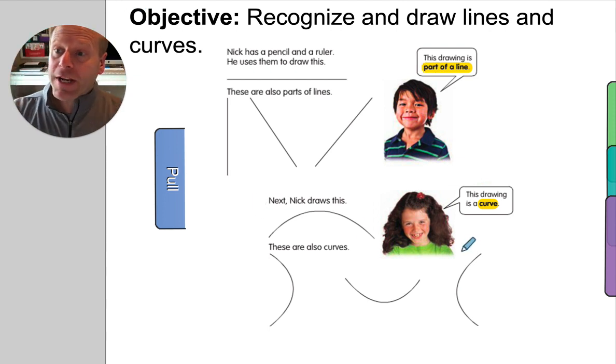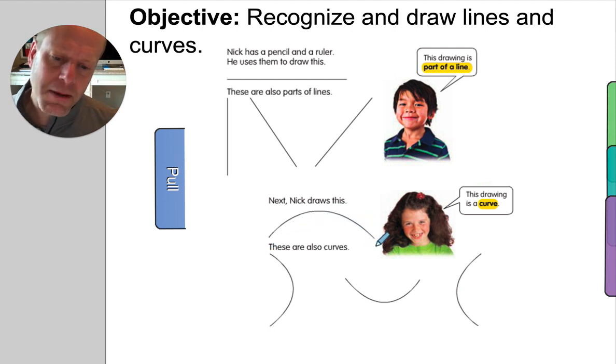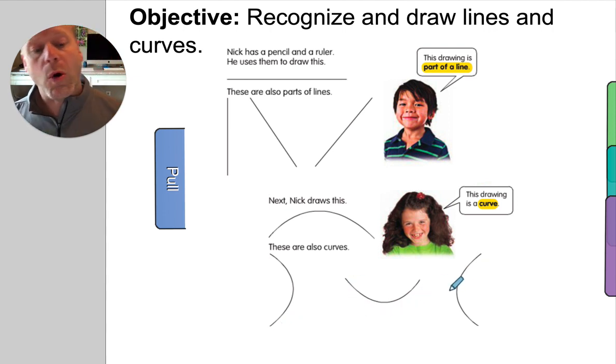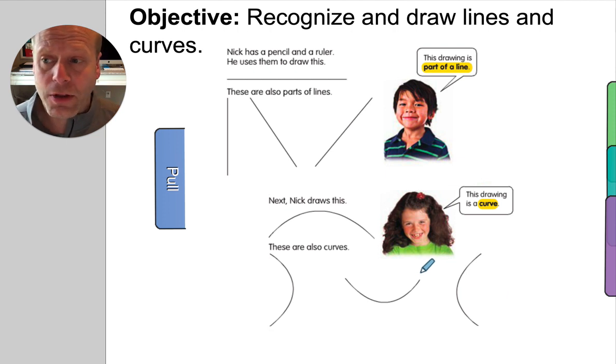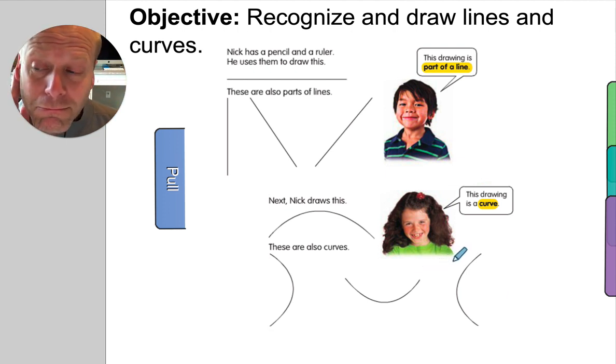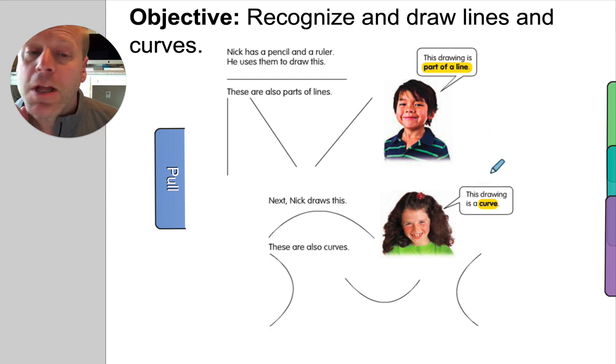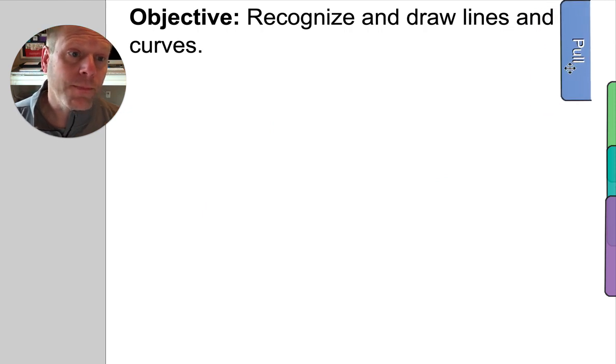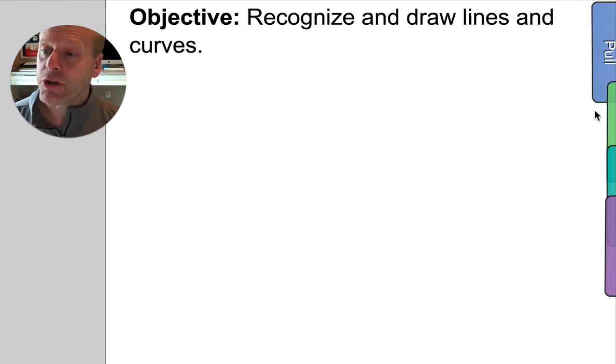All right, now Nick puts away his ruler, and he's no longer drawing straight. He's drawing these things. Now he's starting in one spot, and he bows or bends up and then comes back. This is not a line. Here he is starting in a spot, and he's bending out to the right, or down toward the floor, or over to the left. These are not called lines. These are called curves. So lines and curves. And we're going to be looking for them as we draw and as we examine pictures.